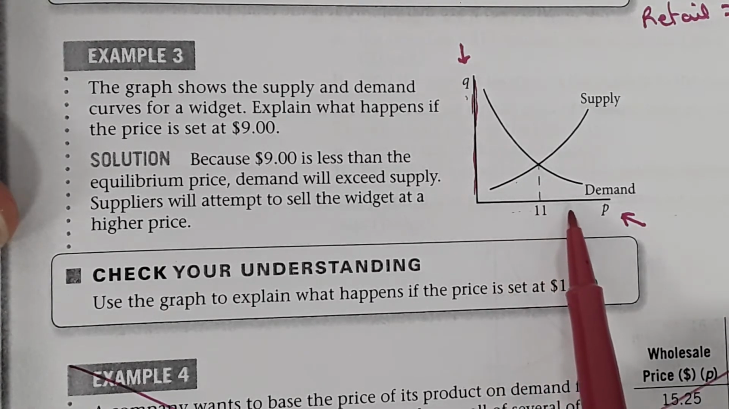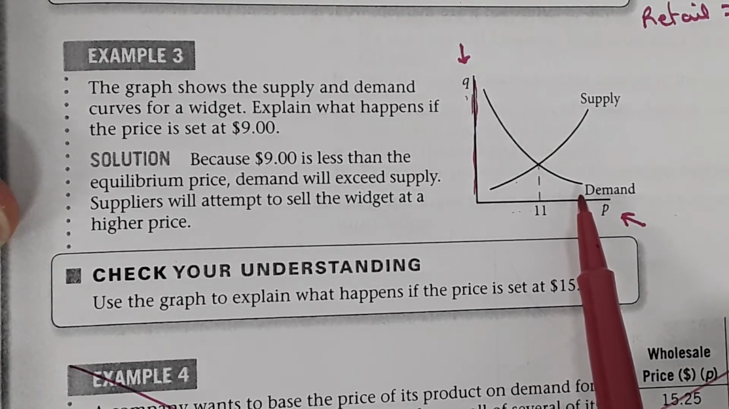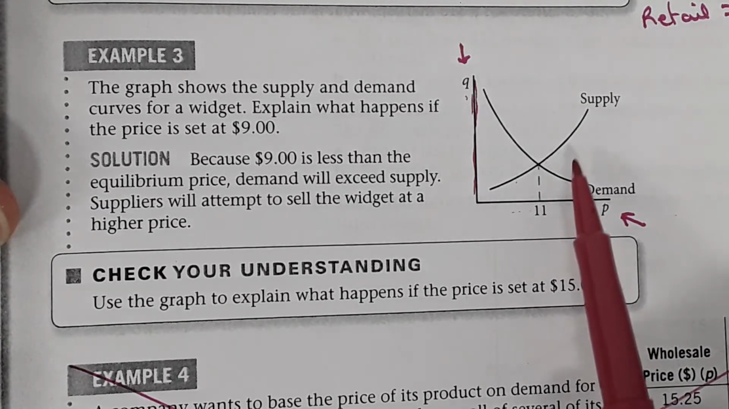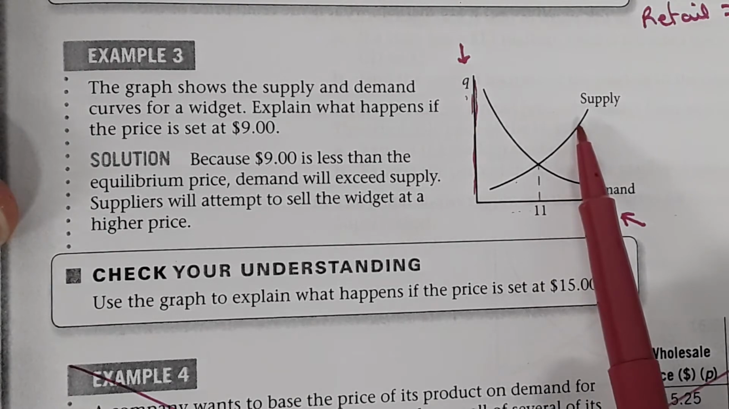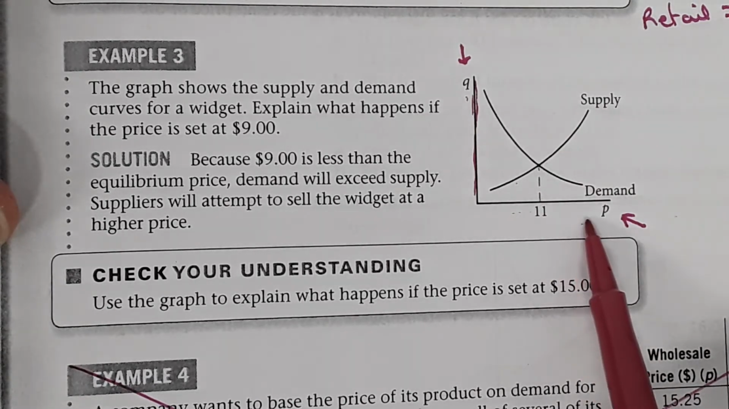As the price goes up, there's less demand. As the price gets above 11, there's less demand for that because now the widget or whatever product they're selling is overpriced. So they're not going to sell because there's not much demand. And if they don't sell very much, that means their supply is going to go up because they keep making these products, but they're not selling them because the price is too high.